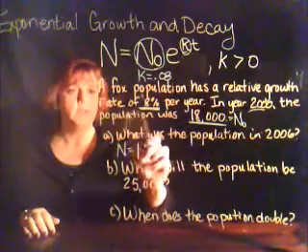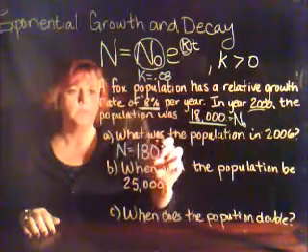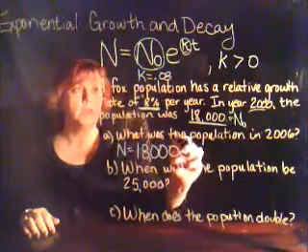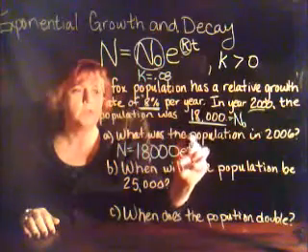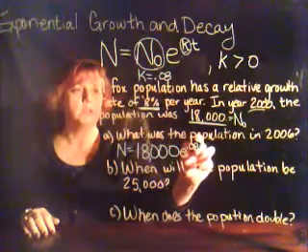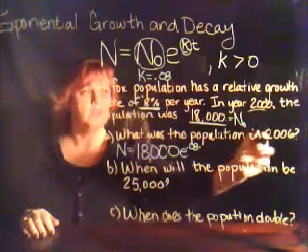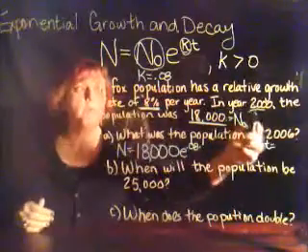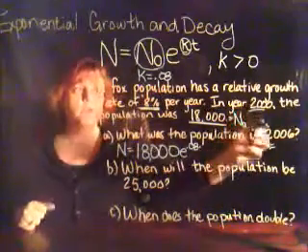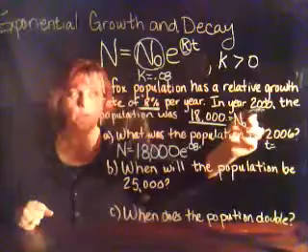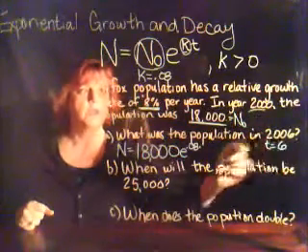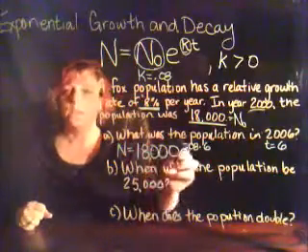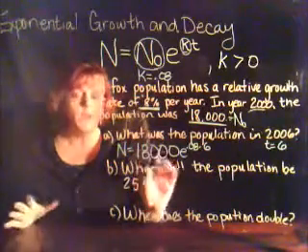So it will be 18,000, our initial population, times e raised to k, which is 0.08, times t. And our t is going to be not 2006, because we want the growth from this year to this year. So from 2000 to 2006, we have 6 years. So that's what we're going to put in for t. And that's a real easy one. Once we have the formula set up, it'll be easy to do.